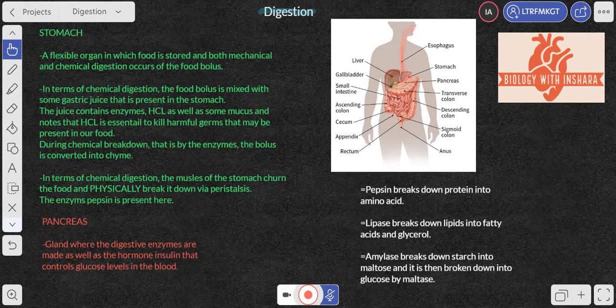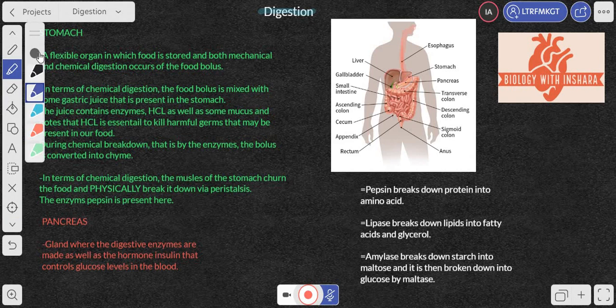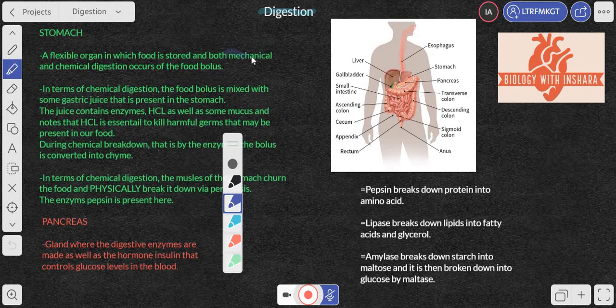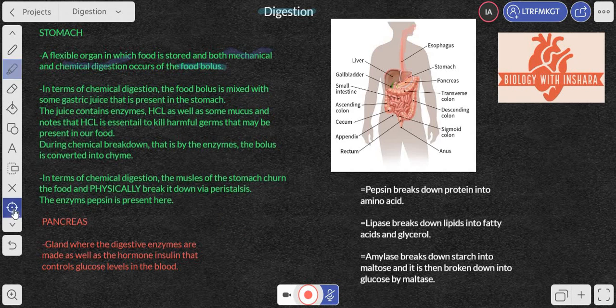What is the function of your stomach, and let's also understand the structure of the stomach. Your stomach is a flexible organ in which food is stored, and both mechanical and chemical digestion occur here. Basically, something called a food bolus is broken down in your stomach, both chemically and physically. Let me emphasize that your stomach performs both mechanical and chemical digestion. Your food bolus is basically what you just ingested, but mixed with a number of enzymes and stomach acid, or your digestive juice.